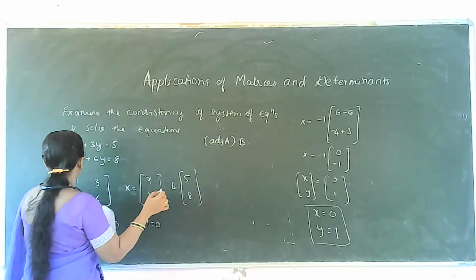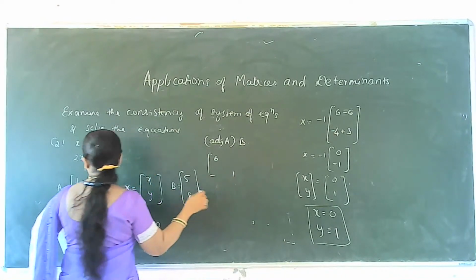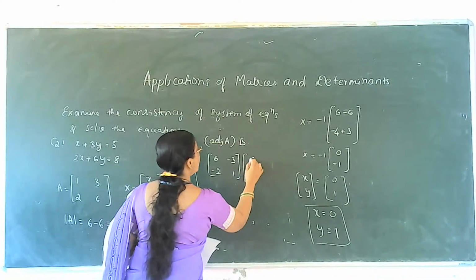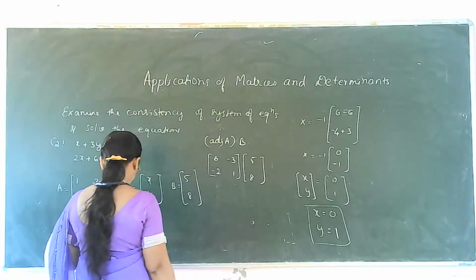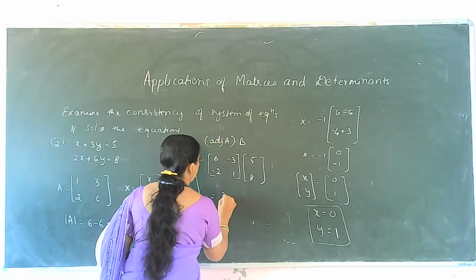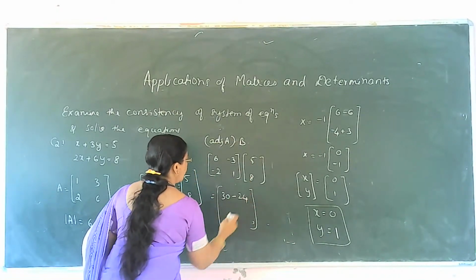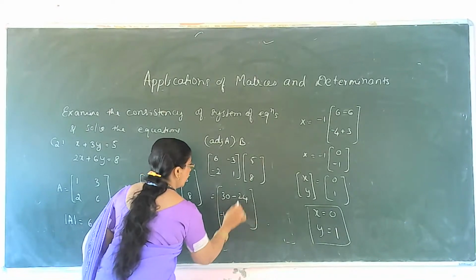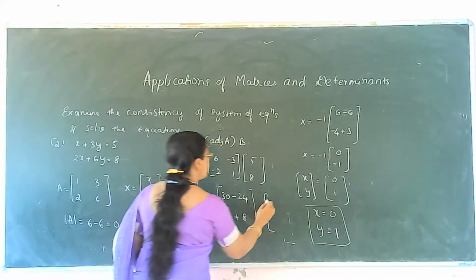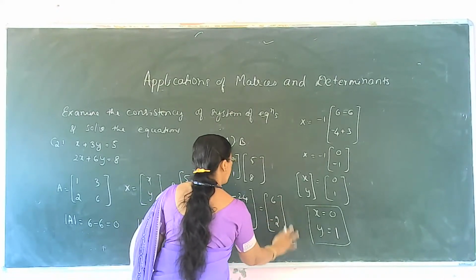Adjoint of A is obtained by interchanging the principal diagonal elements: 6, 1 and minus 2, minus 3. B is the matrix 5 and 8. We get 6 into 5, 30, minus 24, and minus 2 into 5, minus 10 plus 8. So 30 minus 24 is equal to 6, and minus 10 plus 8 is equal to minus 2.